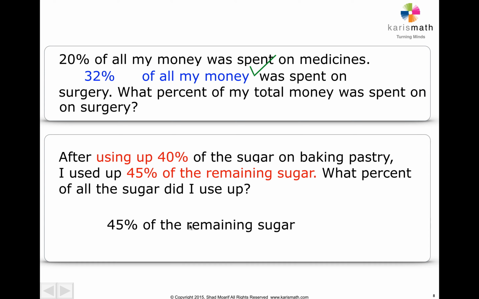So you can say, I used up 45% of the remaining sugar, which is 60% of the total sugar. And that's easy to work out. 0.45 times 0.6, and there's your answer, 27%, if you want to change it to percent. So what percent of all the sugar did I use up? I used up 27% of all my sugar.